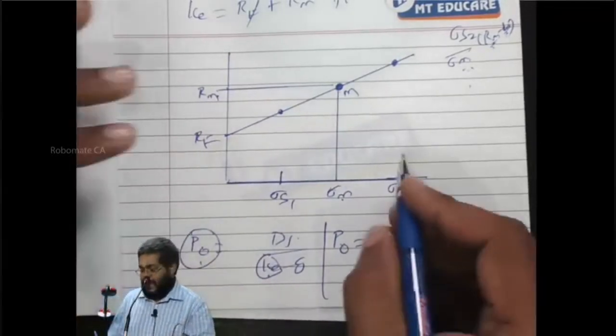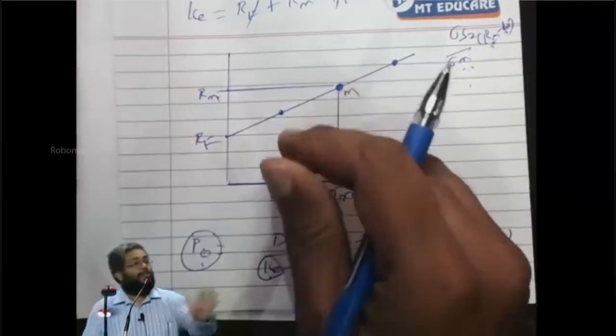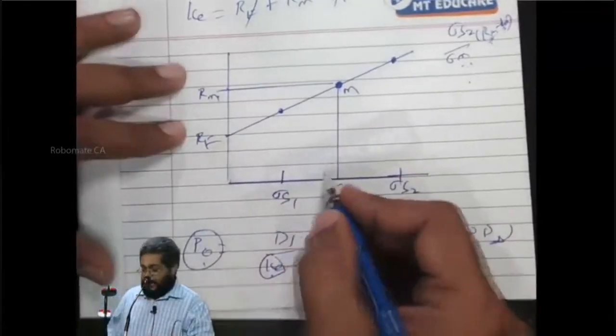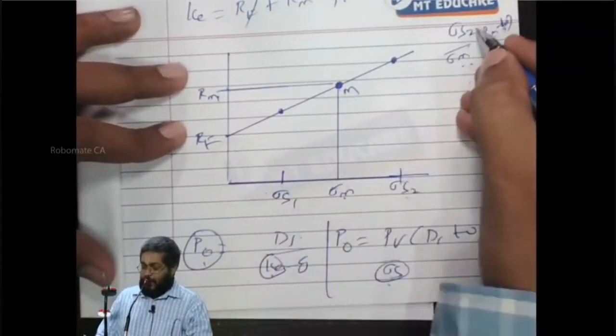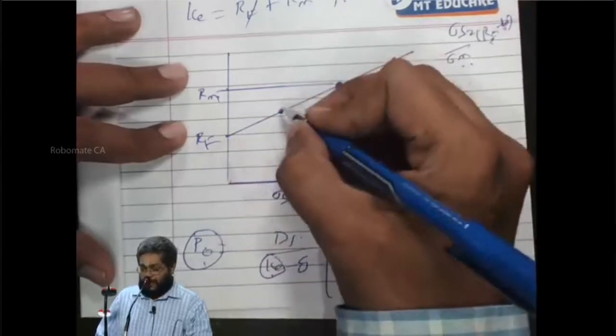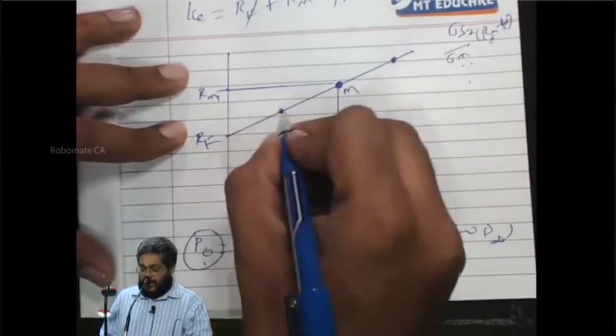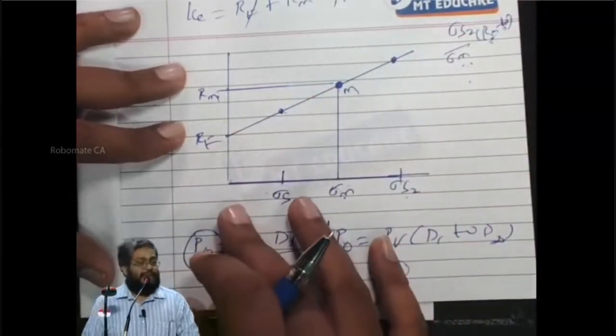How much risk am I taking here? I am taking sigma S2 risk, so I want so much premium. And if you come downwards, I am taking S1 risk, so so much premium. This is what I call the required rate of return of a security under CML.